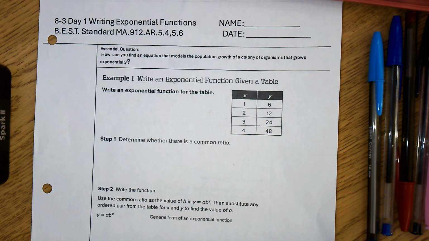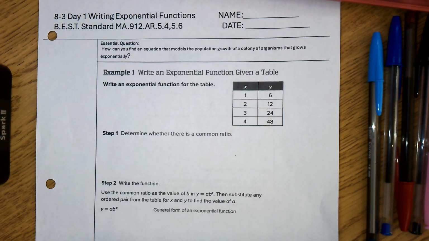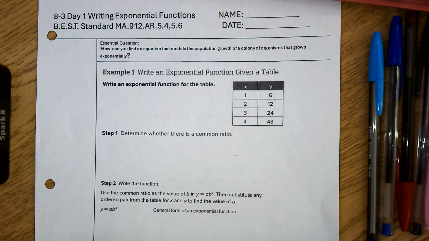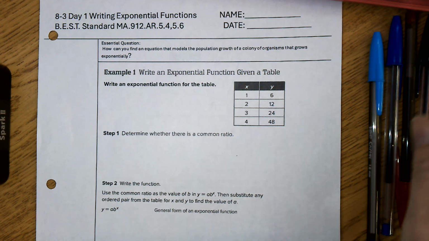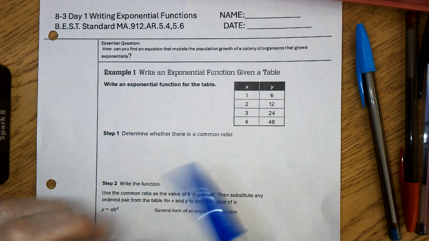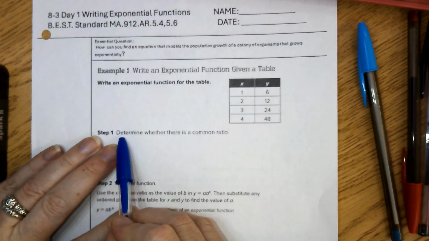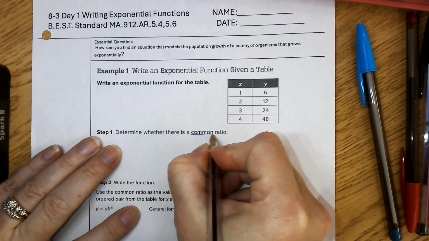8-3 day 1, writing exponential functions. Okay, so this is a 2-day journey on writing exponential functions. We need to be able to write an exponential function if we are given a table or a graph. All right, so step 1, writing an exponential function from a table. We're going to determine whether there is a common ratio, okay?